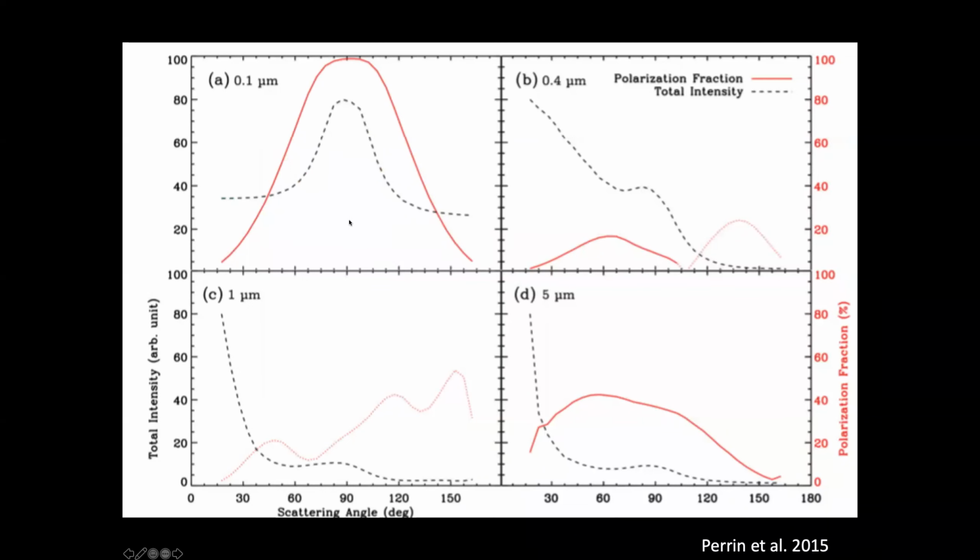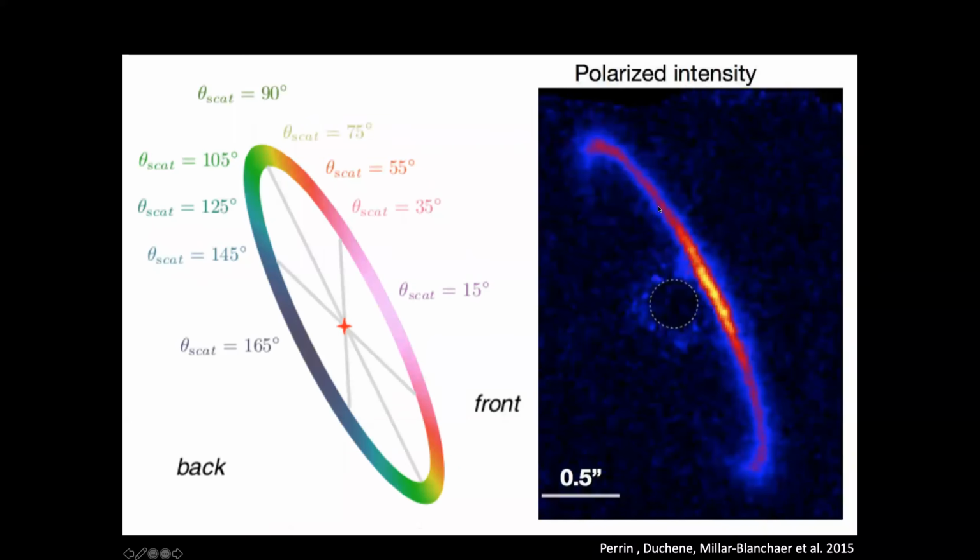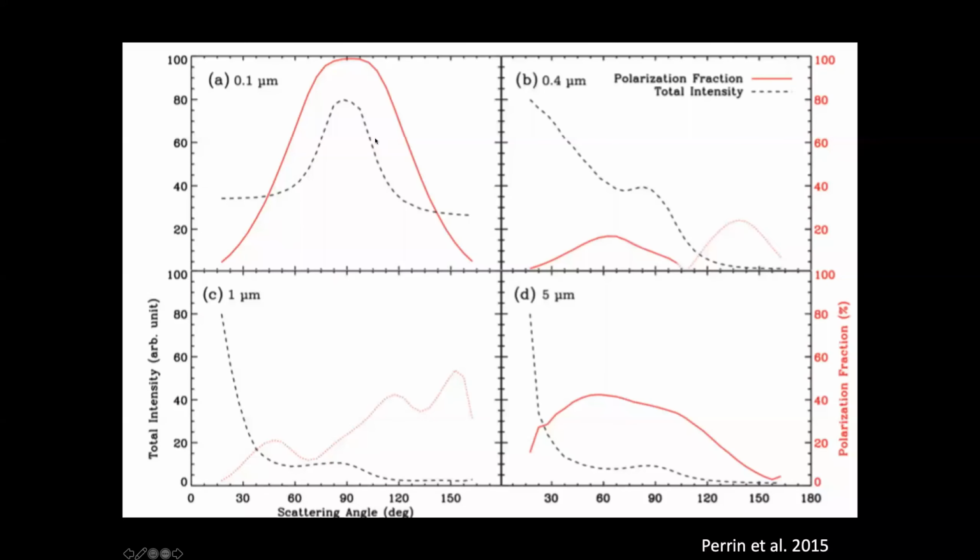And so this is an example of keeping the composition of the grain fixed, but changing the grain size. And you can see the total intensity scattering phase function in black and the polarized fraction scattering phase function. So this would be the polarized intensity divided by the total intensity.